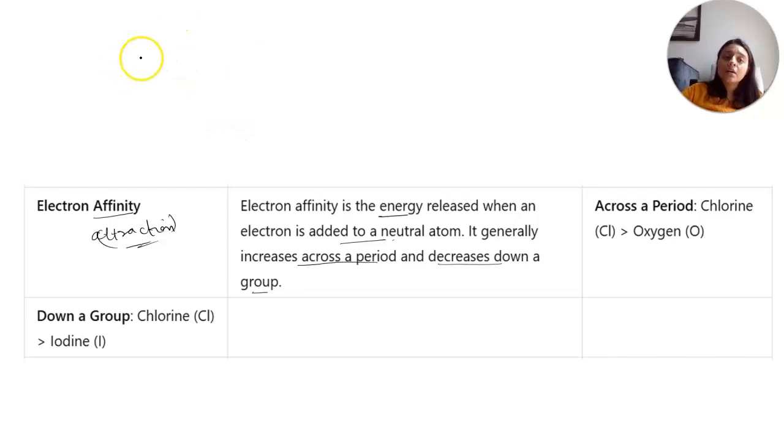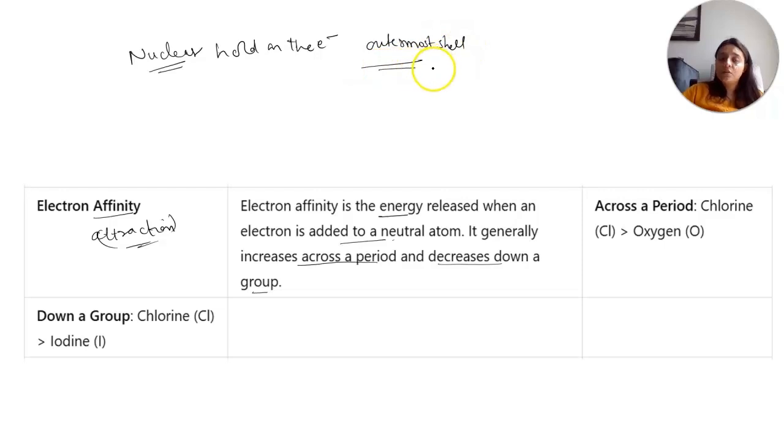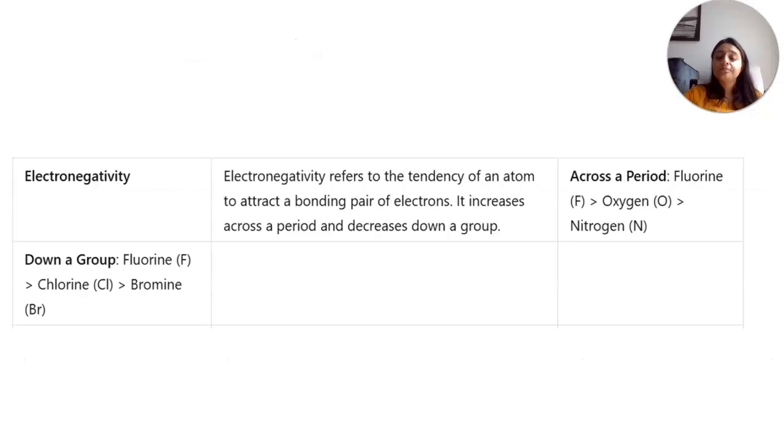Affinity is explained as the nucleus attraction or the nucleus hold on the electron which is present at the outermost shell. In chemistry, you basically understand this concept that whenever we talk about the electron, we are talking about the electron which is present at the outermost shell. Always remember that every major concept of chemistry is based on the outermost shell electron.